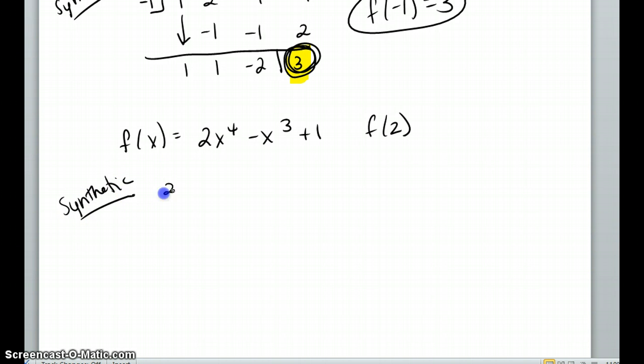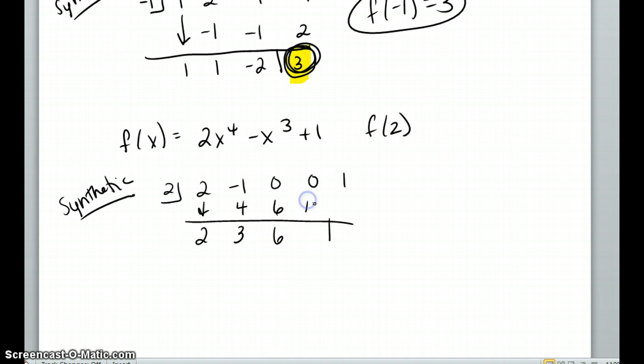For synthetic, we're going to write the 2 on the outside. Carry down the 2, the -1. In this, you need to make sure that you insert zeros for missing terms as well. Our polynomials have been in descending order, so when you start from the highest exponent, all the degrees below it have to be accounted for. Draw our line and our bar. Drop down the 2, multiply, add, multiply, add, multiply, add, multiply, add. So f of 2 is going to equal 25.